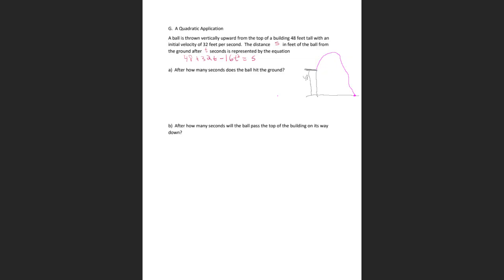So when it says after how many seconds does the ball hit the ground, I don't know the time, but I do know that the height is going to be 0. So when I rewrite this equation, I like to put this in the correct order for me, which would be the negative 16t squared plus the 32t plus the 48, and that's actually going to equal 0.